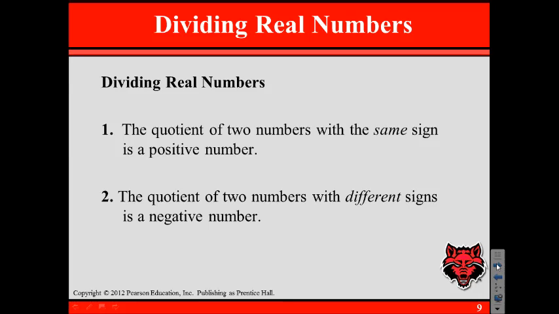Now that we've discussed reciprocals, let's talk about what it means to divide real numbers and the process we will go through to determine if the result is positive or negative. The quotient of two numbers with the same sign, both positive or both negative, is a positive number. The quotient of two numbers with different signs is a negative number.